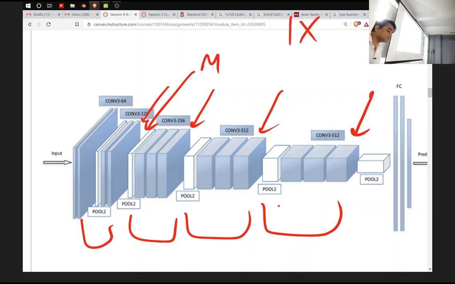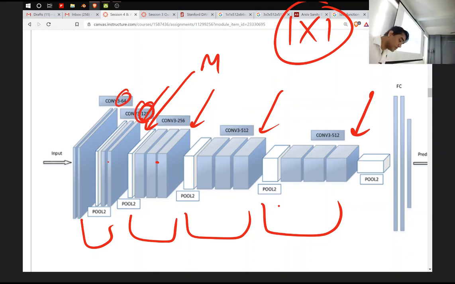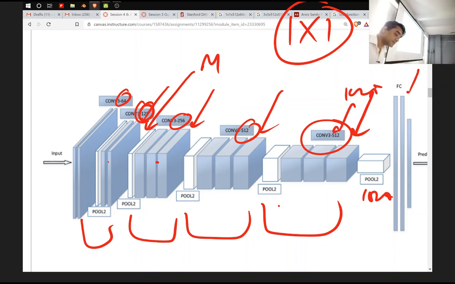Now 1x1 is not invented yet. Neither is batch normalization. So those things are not included in the VGG original architecture. You have 64, 128, 256, 512, 512, and then we have 1024 also here. This needs to be 1024. This is how the original network was. Is this part clear?